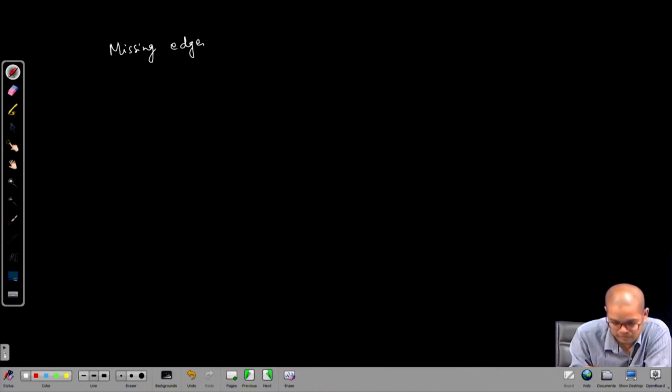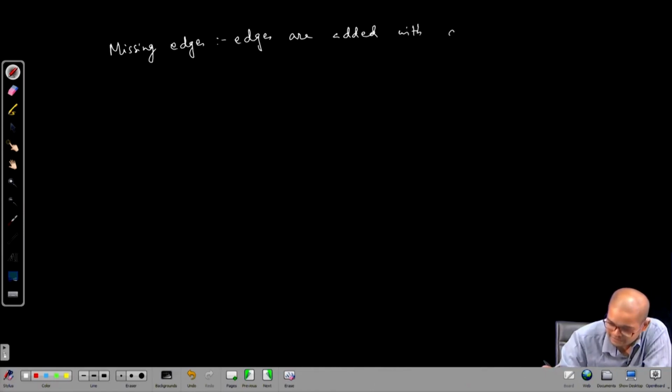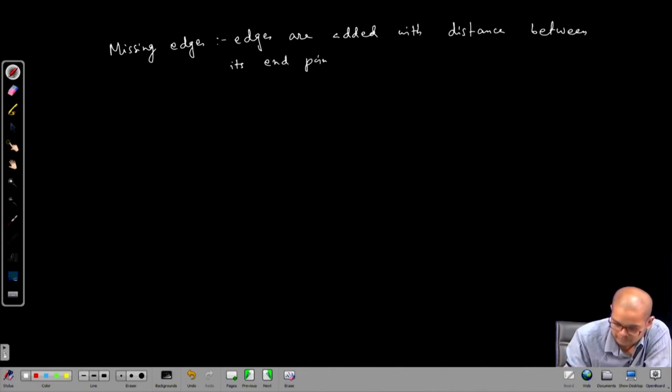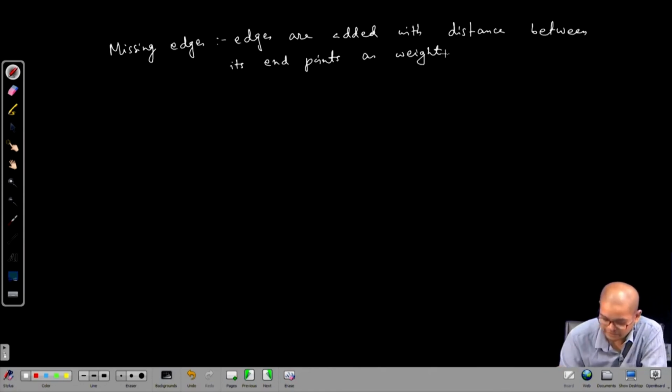For missing edges, edges are added with distance between its endpoints as weight. Okay, that is what we do.